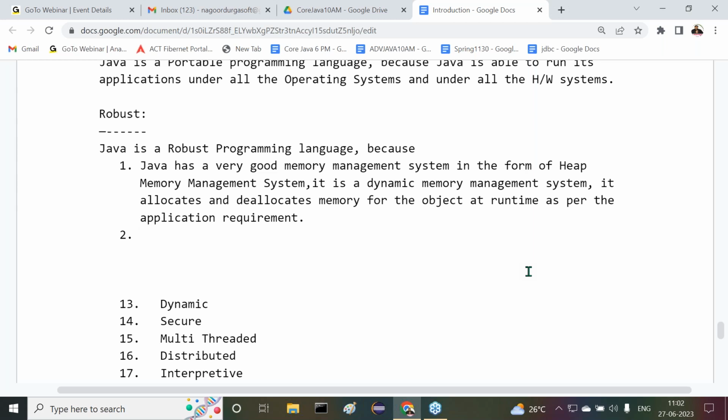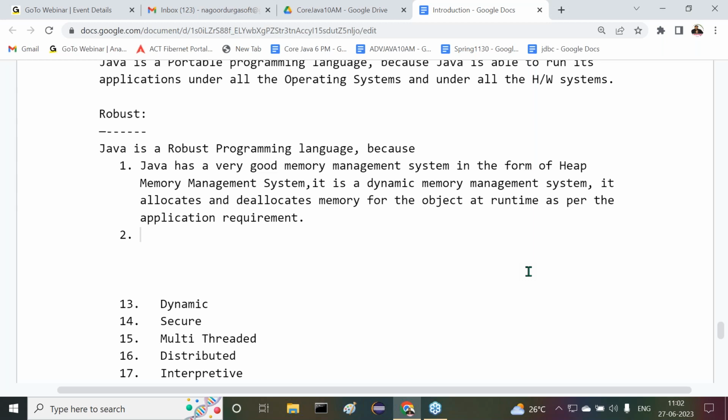When Java is very good at exception handling mechanisms and very good at the memory management system, obviously the Java programming language is a robust programming language. That's it. This is the clear-cut information about this content. Final conclusion: Java is a robust programming language because of two reasons.